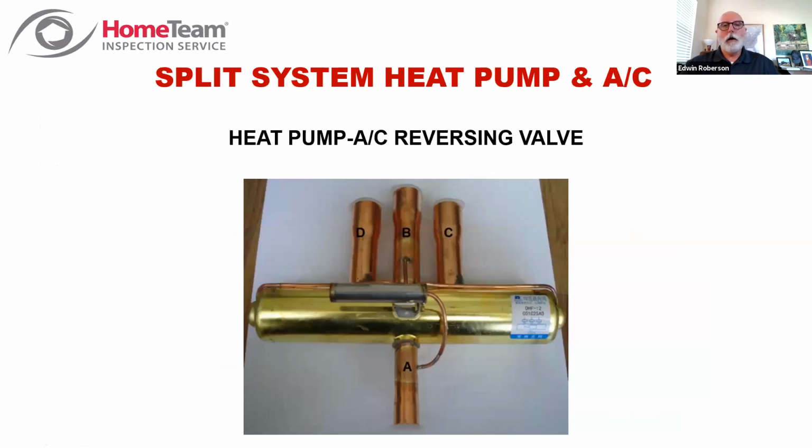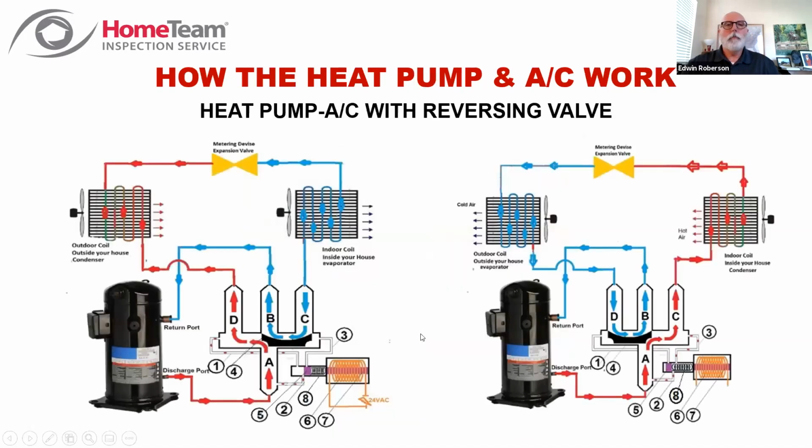We've got a sketch coming up that'll help you make sense of what the A, B, C, D do there, but that's how you reverse the cycle. That is a discrete component. So here is your four-way valve in both of these drawings. Here we are in air conditioning mode on the left and in heat mode on the right. And you see all you've done is move the piston of that reversing valve to reverse the cycle.